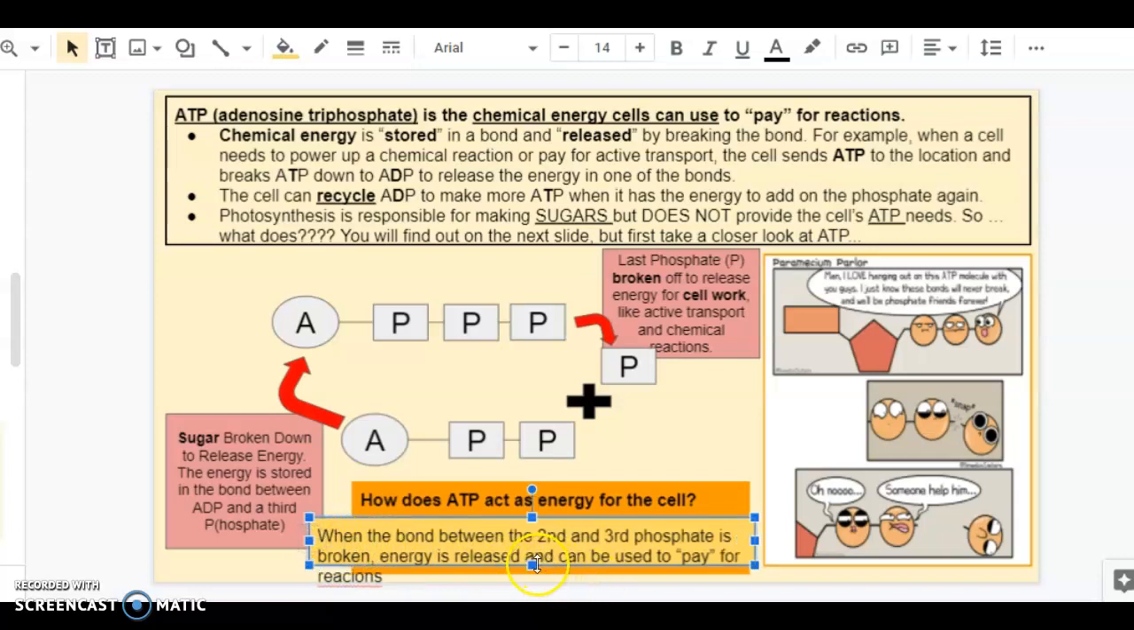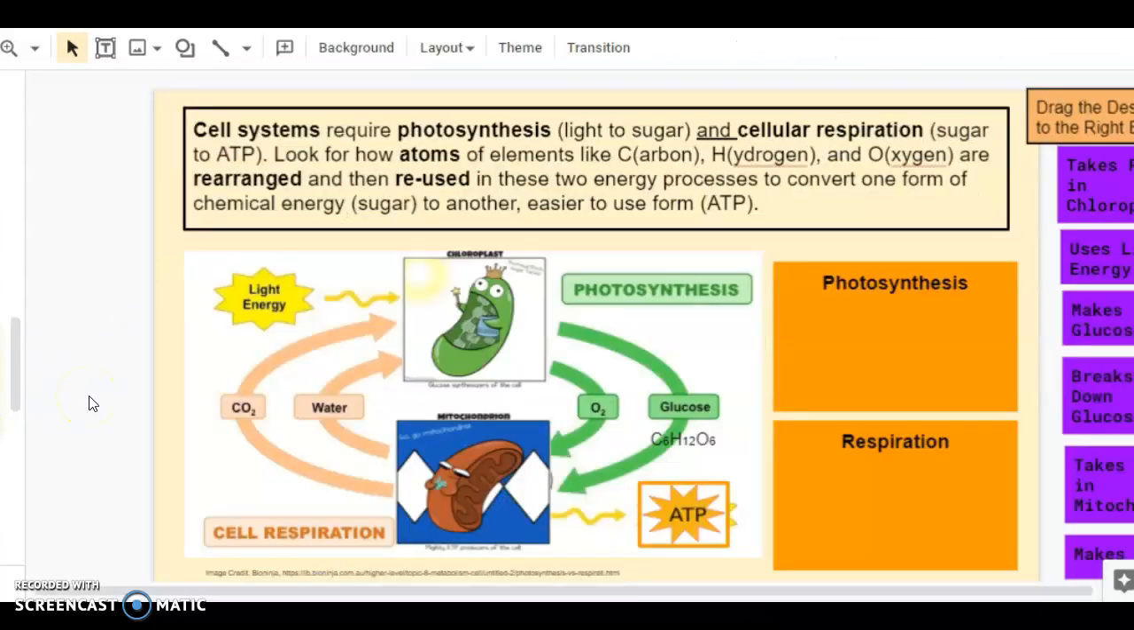And the nice thing about ATP is that it's a cycle. That phosphate and that ADP, they're not destroyed. They can be put back together. How? Well, we're going to see on the next couple slides. Cell systems require both photosynthesis and a process called cellular respiration, which helps put that ADP and that P back together. Let me explain how it works.